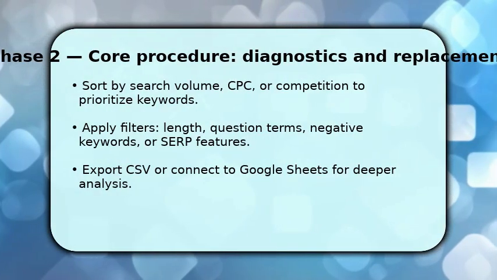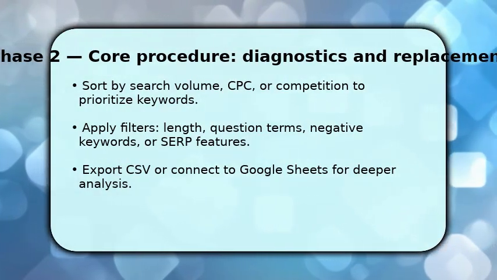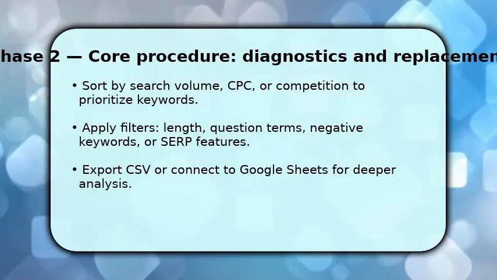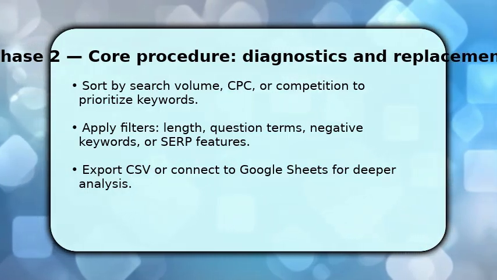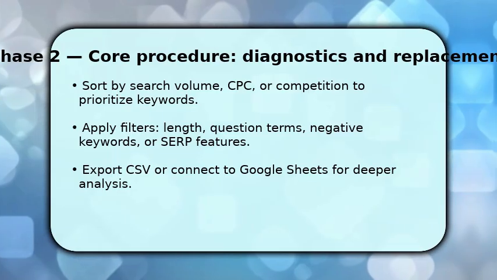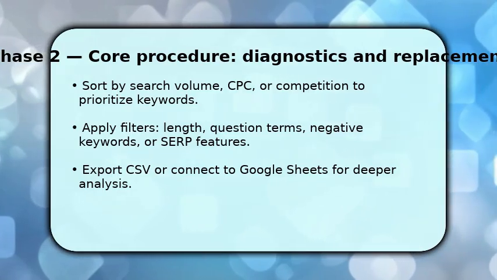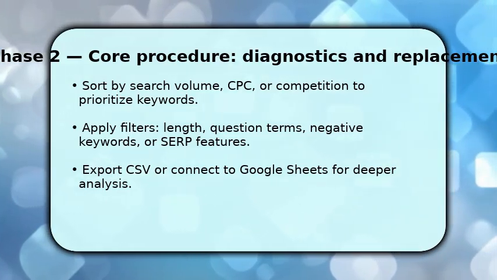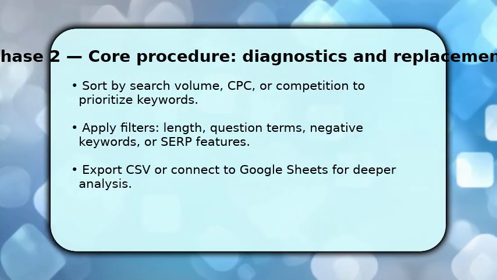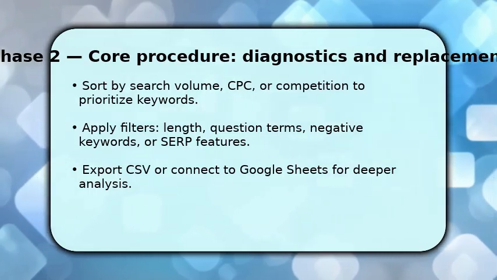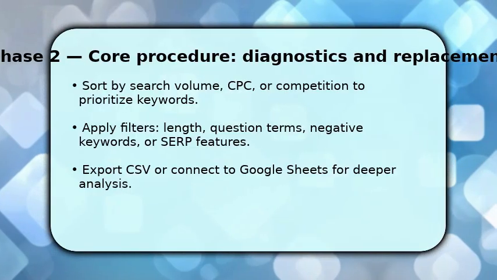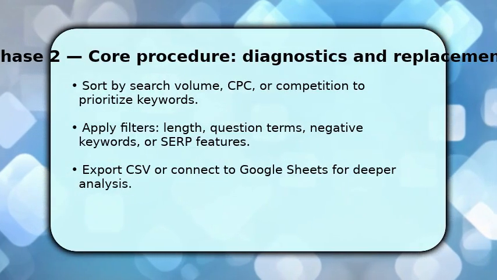Once results appear, focus on refinement. Sort by search volume or CPC to find opportunity. Low competition with decent volume is ideal. Use filters to exclude branded terms, set minimum word length, or isolate question format queries for content hooks. Click the metrics toggle to reveal trends and difficulty estimates. Compare keywords side by side.